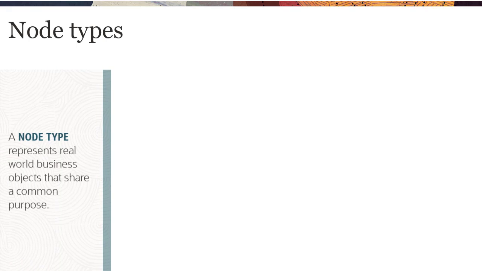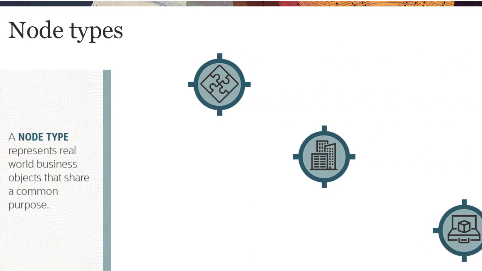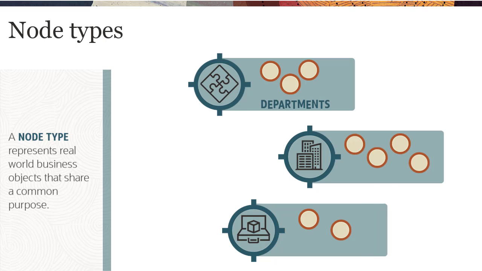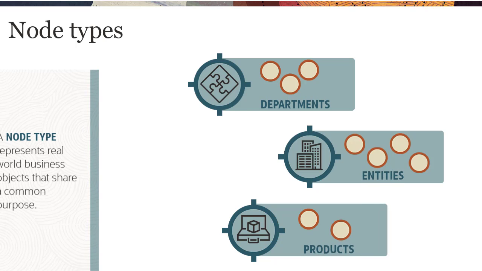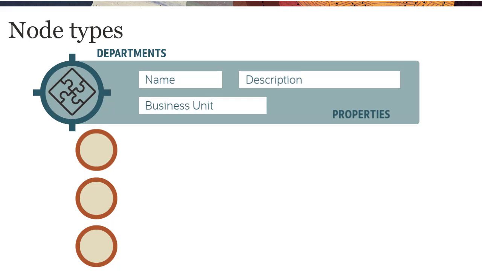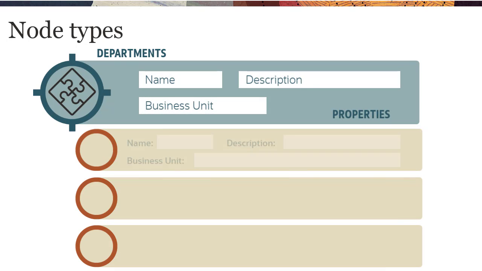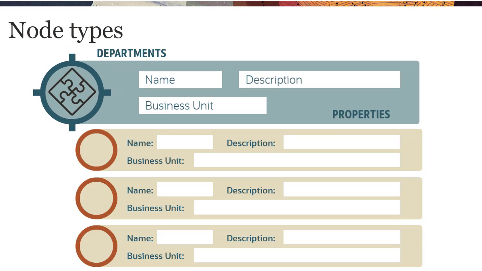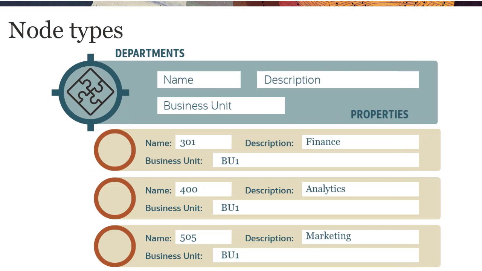A node type represents real-world business objects that share a common purpose, such as departments, entities, or products. Node types define the properties for associated nodes. For example, the department's node type can include such properties as name, description, and business unit. You define property values at the node level.